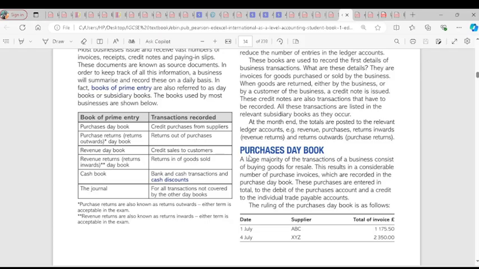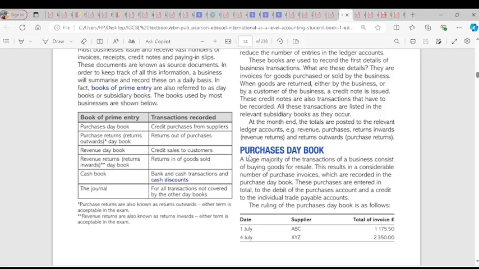Then we have the revenue day book. For the revenue day book, that means we have credit customers, credit sales. Whatever customer buys from us on credit has to be recorded in the revenue day book, or revenue journal, or sales journal, or sales day book. Is it clear? Then we have revenue returns, which is return inward. This is after goods are sold, when your customer returns the goods. The reason why you return goods is the same reason why customers might return. Do you get it?